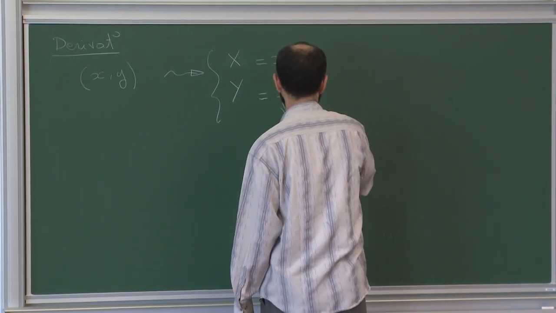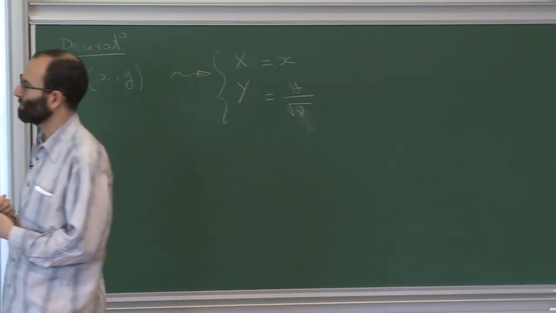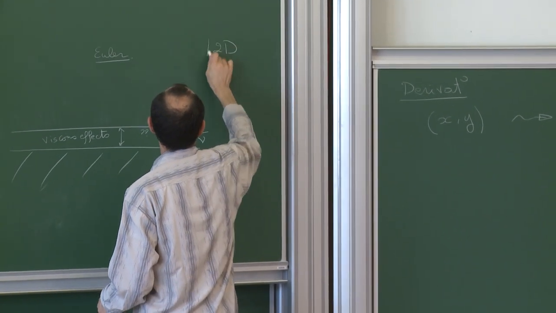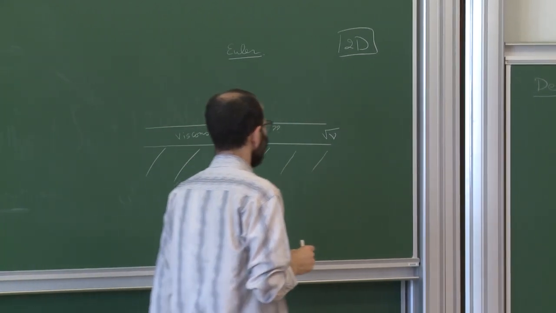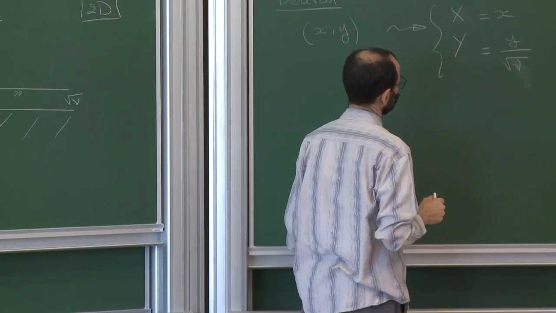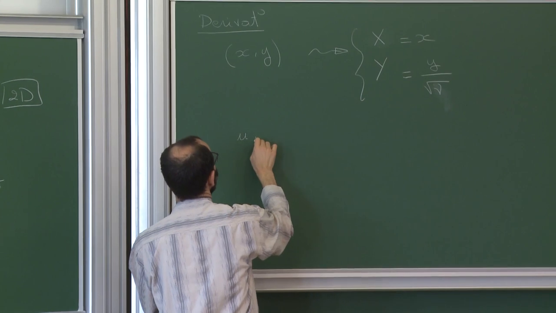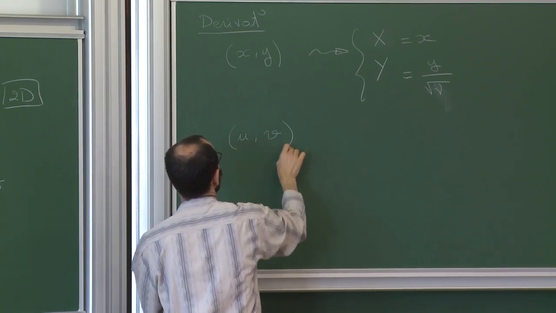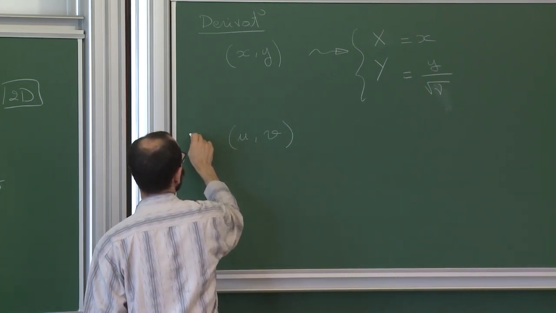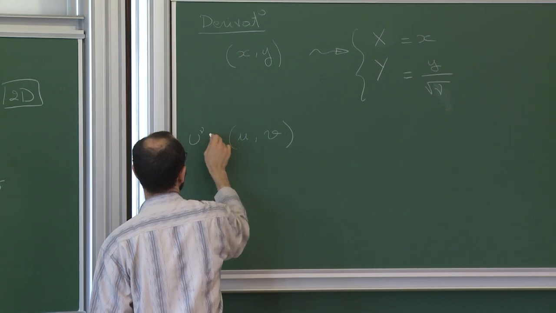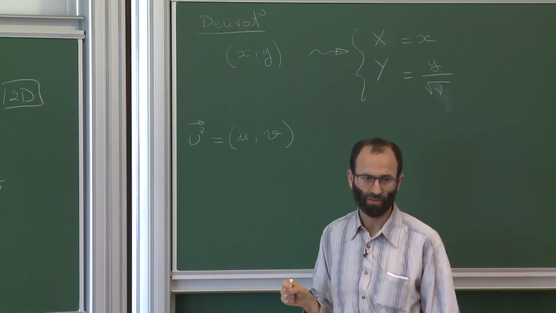Square root of mu. Yeah, let's do it in 2D. I mean, the derivation is the same, but we'll do it in 2D. Okay, so now my velocity, the vector u nu, I write it as two components, u and v.